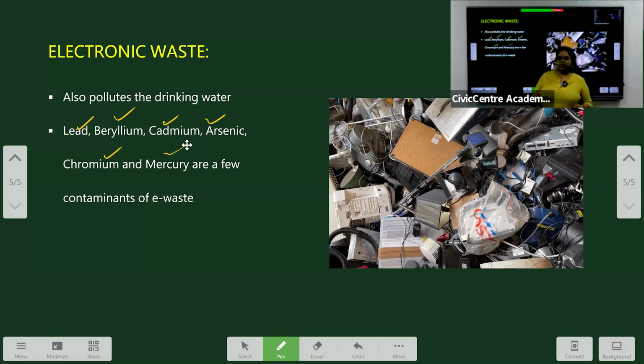So today we have learned what is e-waste, what are the chemical pollutants that are released due to the e-waste being released into the environment, and what are the effects of e-waste on the environment.